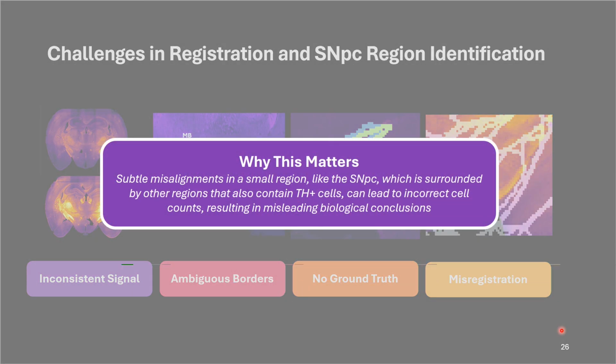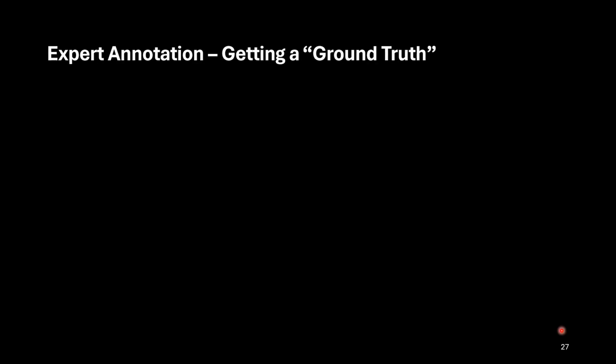Well, subtle misalignments in a small region like the SNpc, which is surrounded by other regions that also contain TH-positive cells, can lead to incorrect cell counts, which will ultimately result in misleading biological conclusions. So we thought, okay, well, we need a ground truth. We need an answer. We need something to compare against.